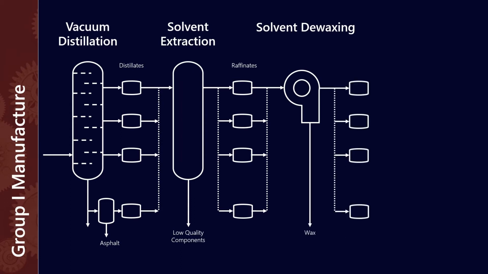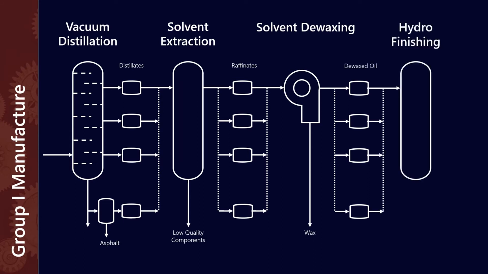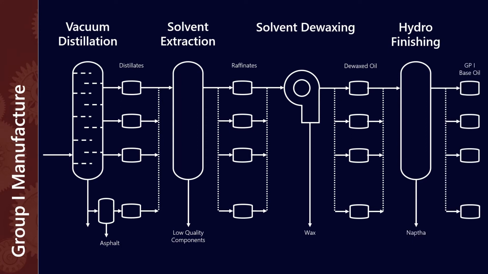So once that's come out, that's wax that comes out the bottom, and then we have a dewaxed oil that goes into a hydrofinishing tower. And hydrofinishing is effectively reacting those products with hydrogen, and that removes small amounts of sulfur and some polar components, which can improve the color stability of the finished product and contributes a little bit to the demulsibility and oxidative stability performance. And at the end of that, what you have is a Group 1 base oil.